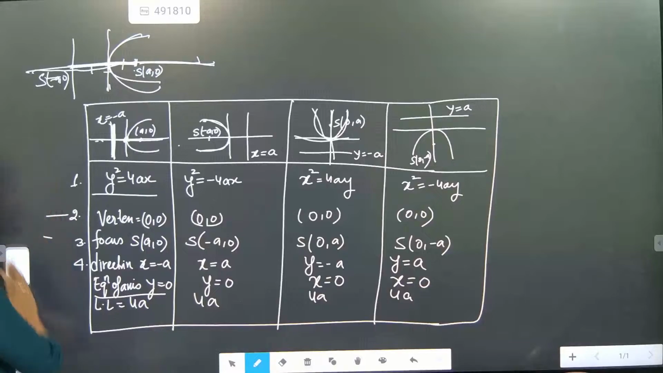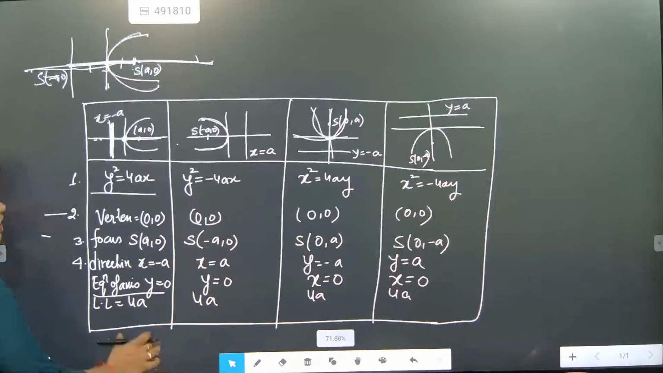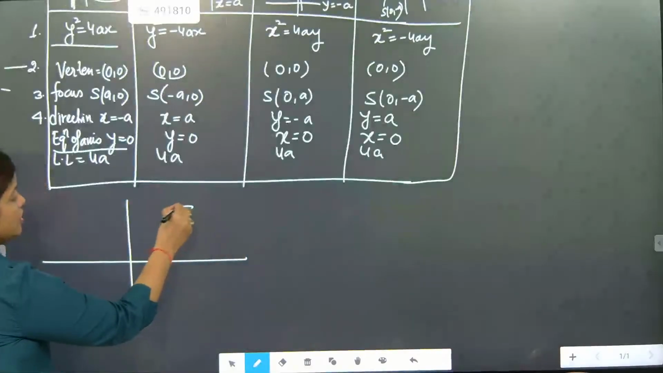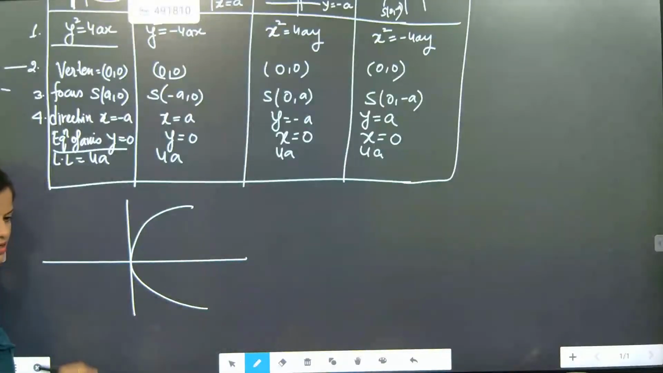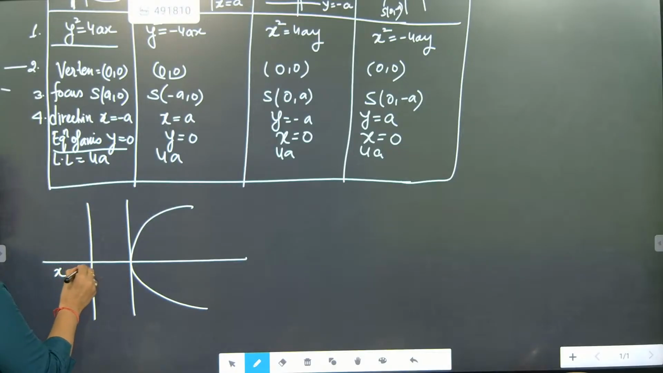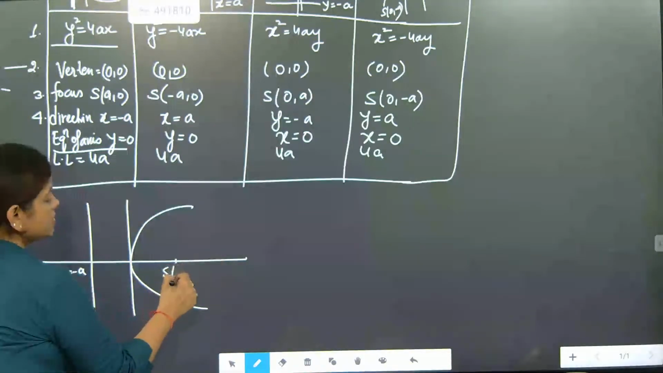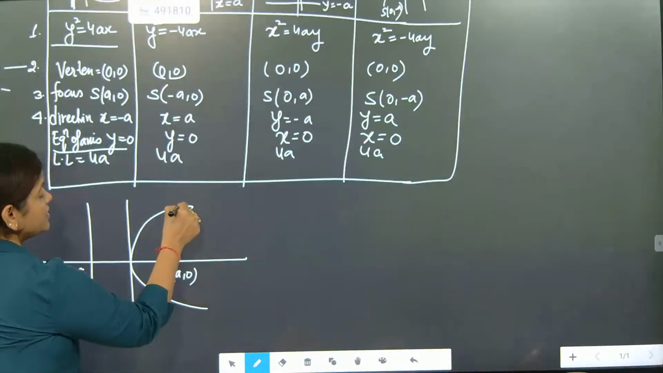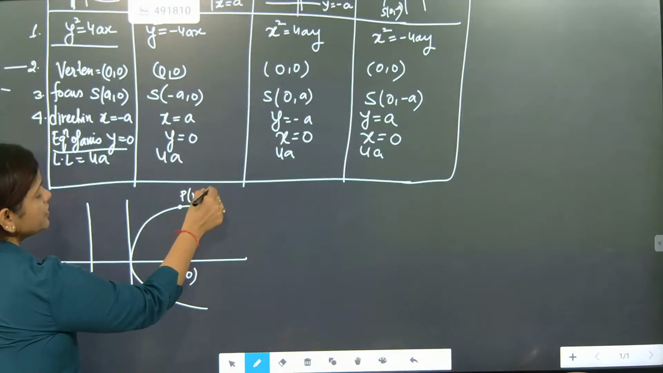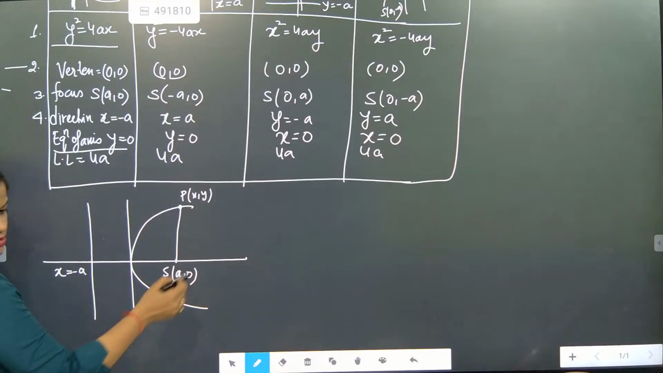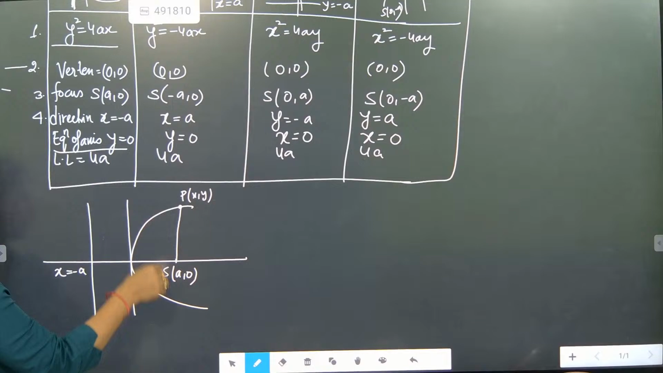So now the last focus equation, focal distance. What is the meaning of focal distance? If somebody asks you what the meaning of focal distance is: when you are drawing the parabola, look here nicely. This part is the directrix, and this is x equal to minus a. This is the focus, S is equal to (a, 0), and this point is P(x, y). So the distance between the focus and this point will be considered the focal distance. So focal distance will be x minus a; we will find the distance PS. This is called the focal distance.